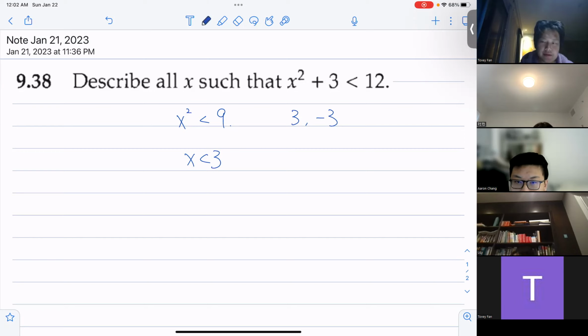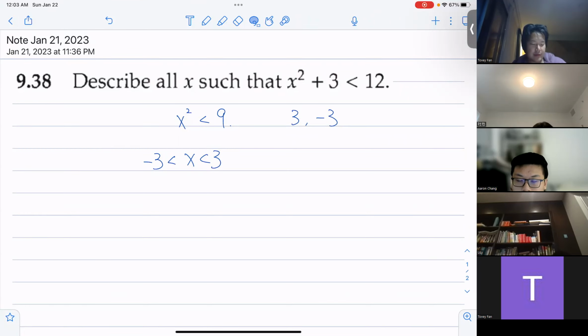Very nice. Has to be less than 3 and greater than -3. Very good. Why? Casework, because if you plug in -4, it will turn into 16, and 16 plus 3 is 19, which is not greater than 12. So it must be greater than -3 and less than 3. Yeah. Very nice. Okay, very good.